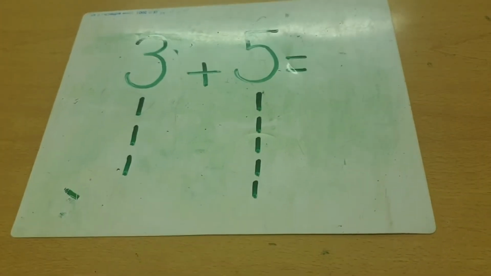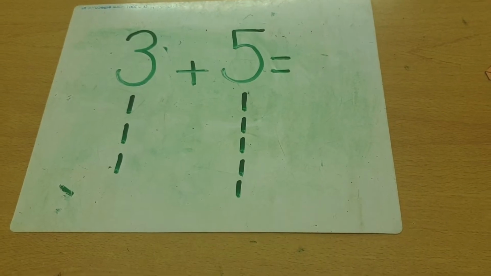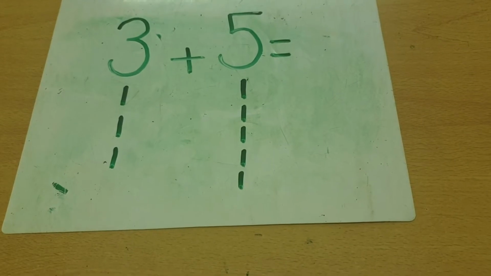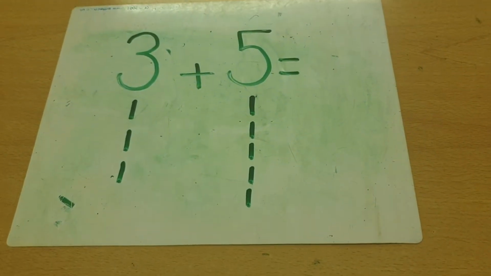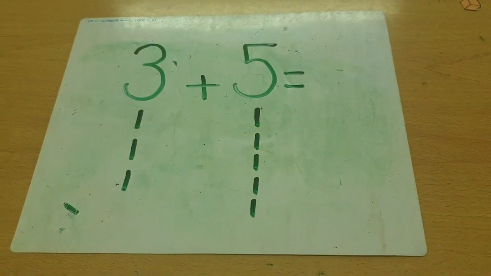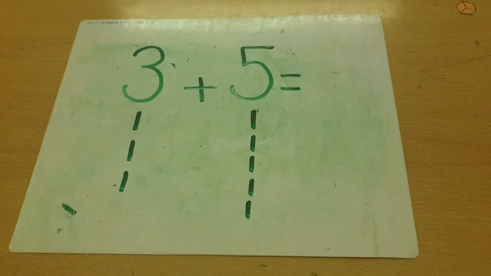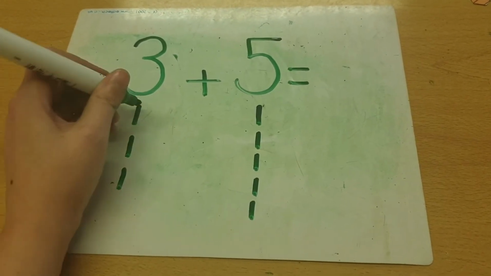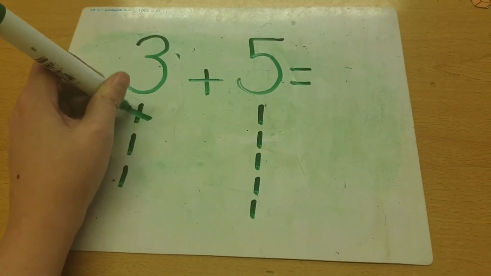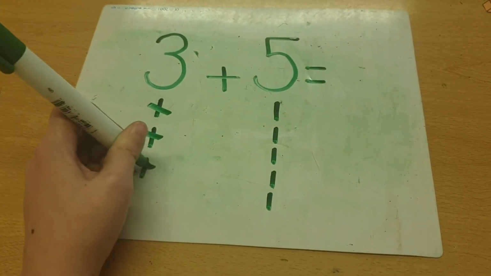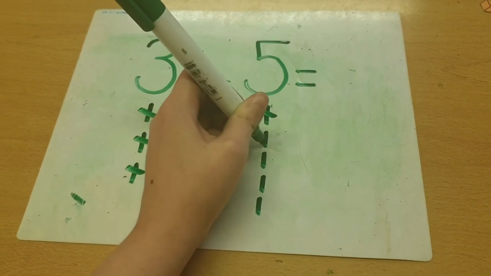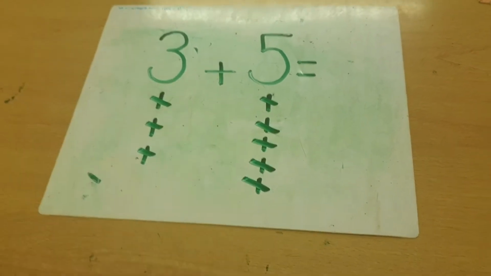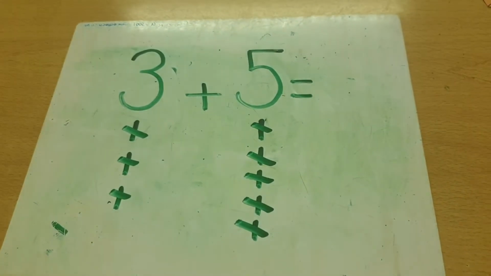What do I have to do now? Brilliant. I have to add all of my ones together to find out the answer. Because when we add, our answer is always bigger than the 2 numbers we've added together. Are you ready then? So I'm going to cross each one off as I've counted it. Ready? 1, 2, 3, 4, 5, 6, 7, 8. I have got 8 ones.